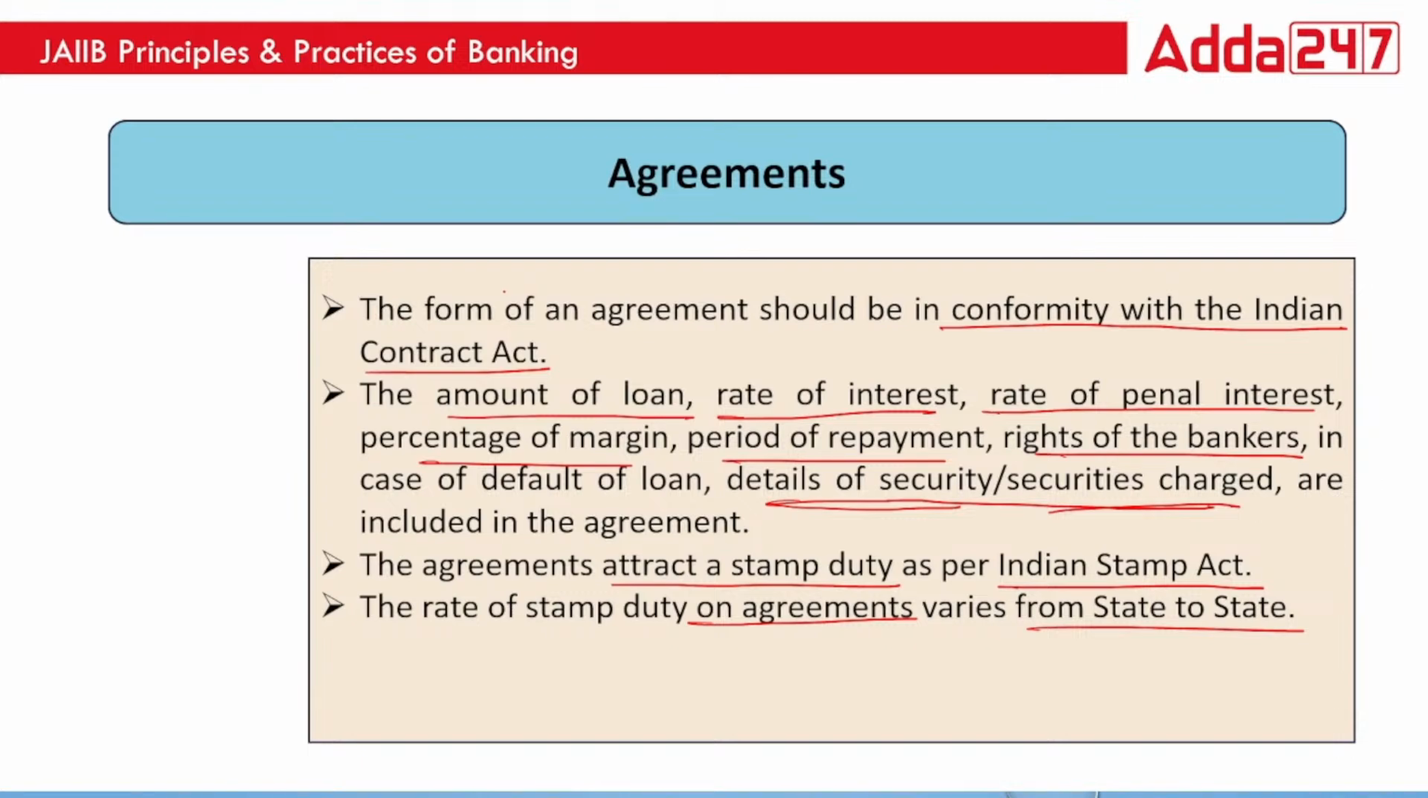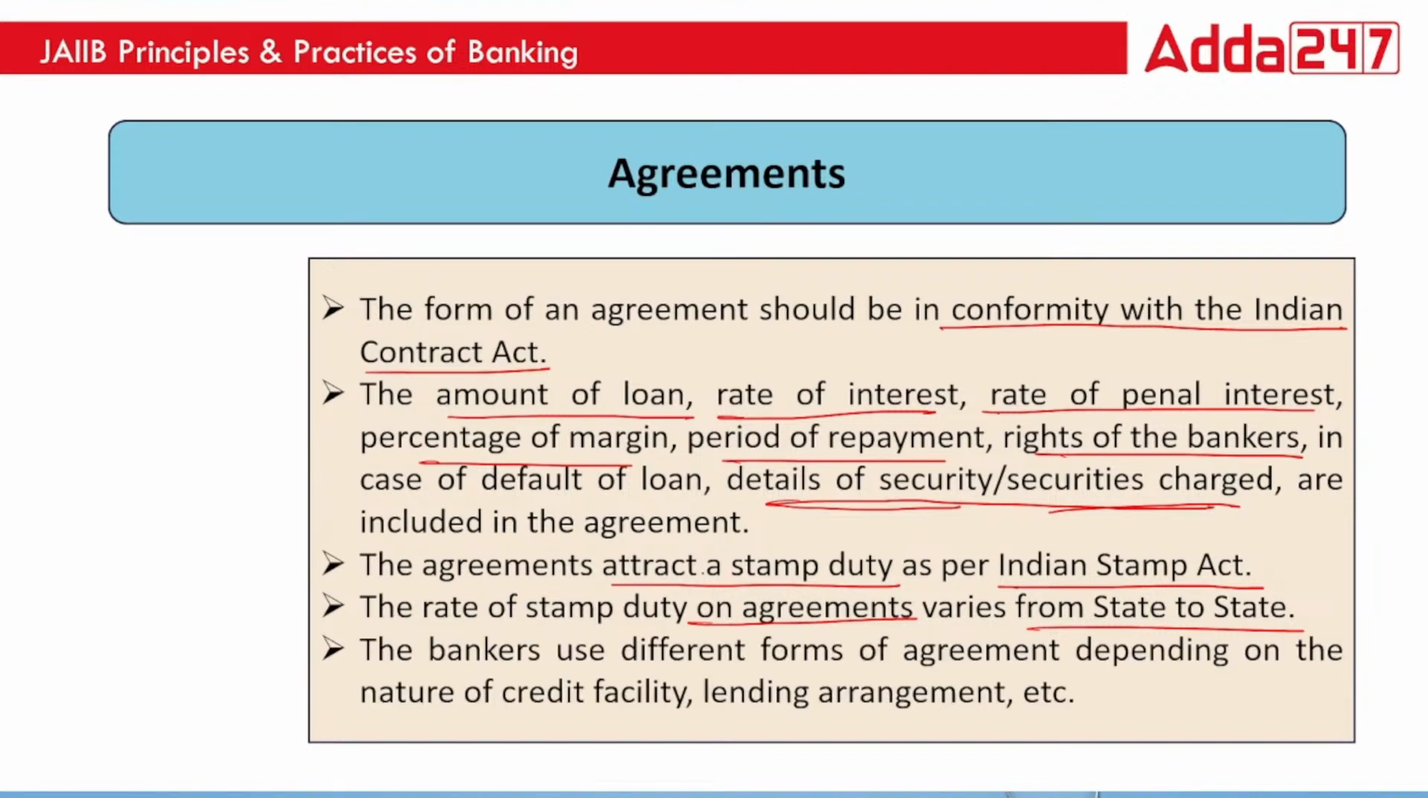stamp duty on agreements differs, for all the different kinds of agreements. We have the hypothecation agreement, guarantee agreement, we also have some arrangement letters, and there will be a mortgage deed. So for all the different kinds of agreements which we take, you will need different stamp paper as given by the revenue department of the state.